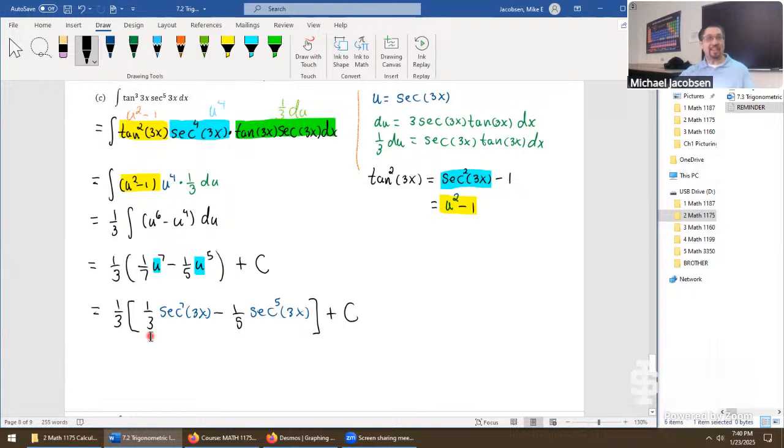That is a weird copy error. Thank you for spotting that. Yeah, that should have been a 1/7 right there.